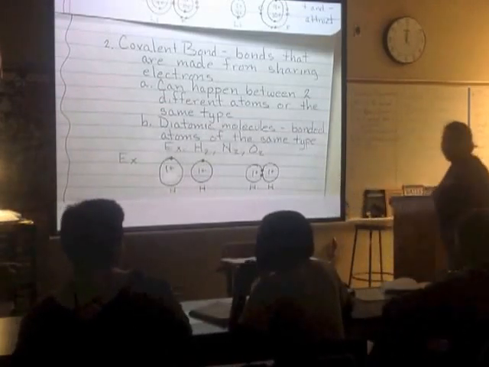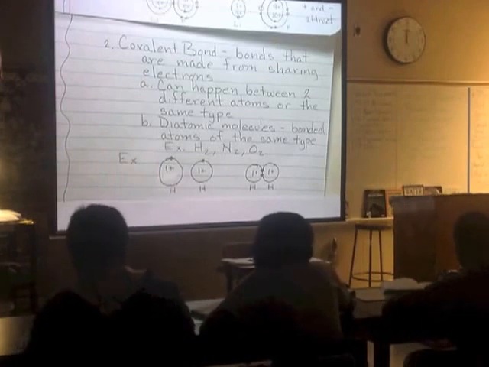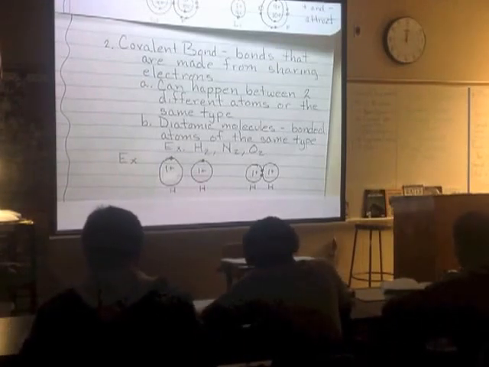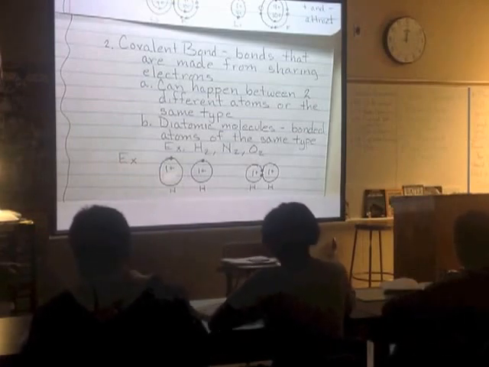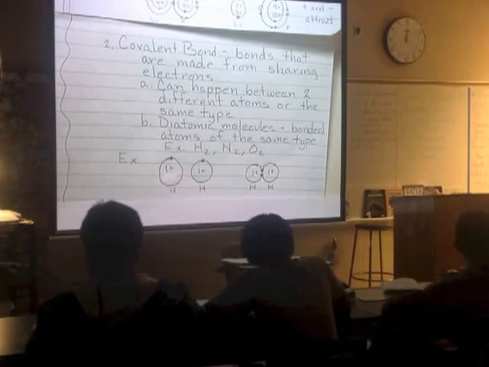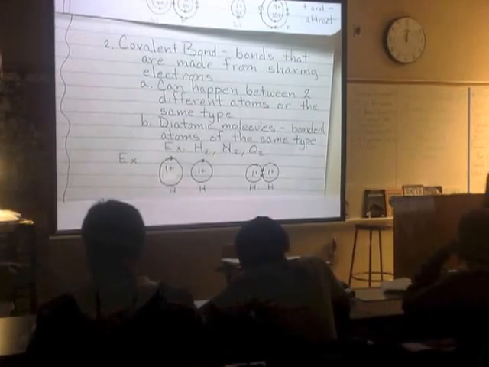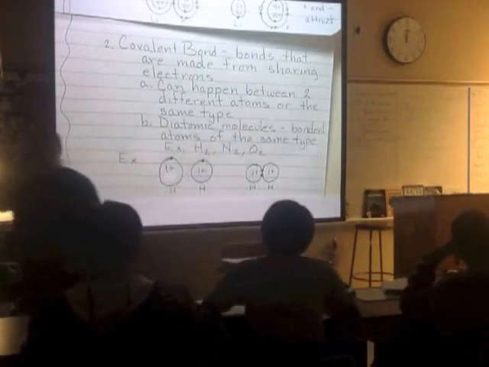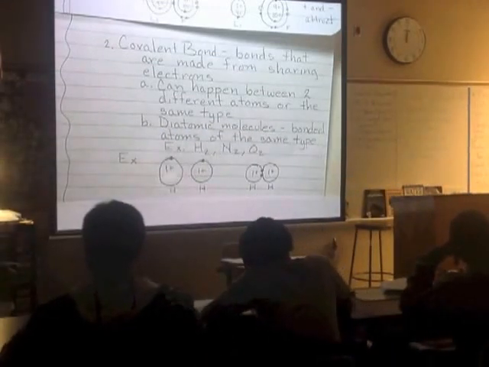So, a covalent bond is bonds that share electrons. Sharing is caring. Caring starts with C. Covalent starts with C. Got it? Alright. So, covalent bonding is the sharing of electrons.